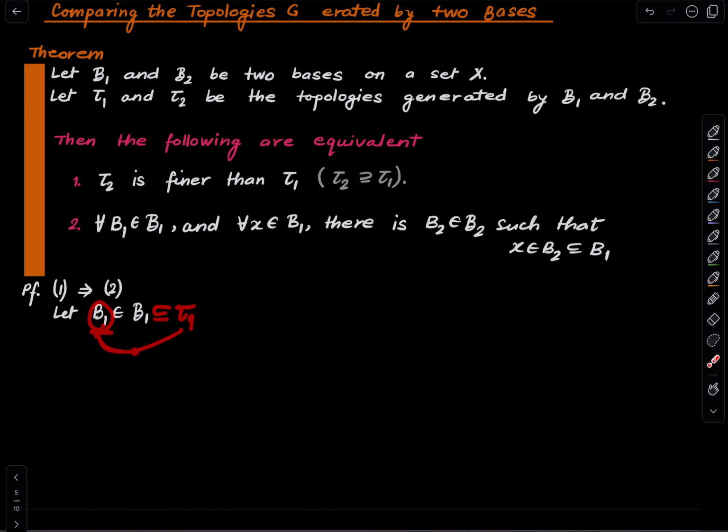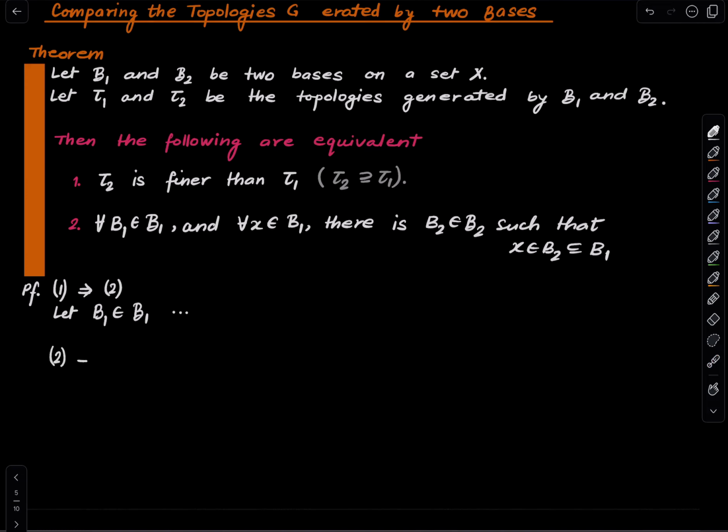And if it is there in tau1, it is also there in tau2, because tau1 is contained in tau2 by our assumption. Now, if it is there in tau2, what are the members of tau2? By the previous proposition, the members of tau2 are precisely those things which can be written as the union of some of the members of script B2. And therefore, this element of B1 can be written as the union of some of the members of script B2. So I said a lot of things and you can fill in the details.